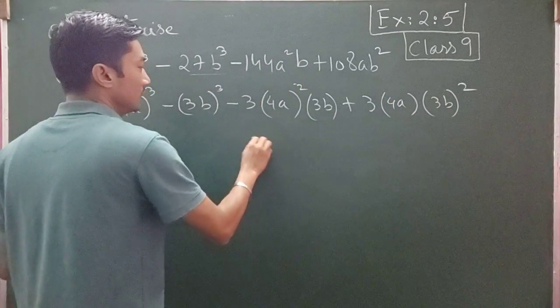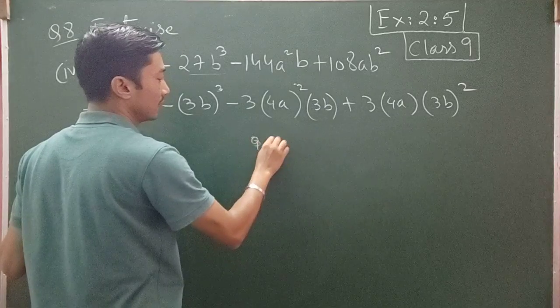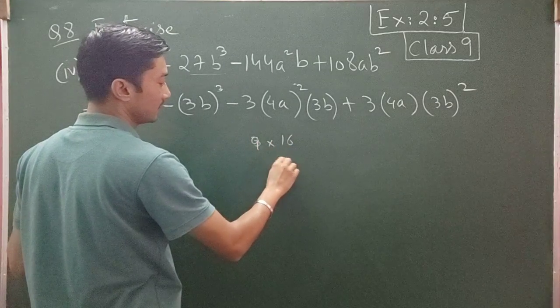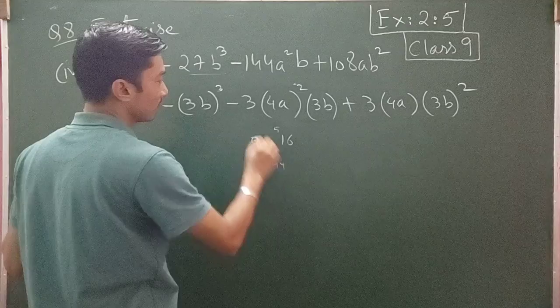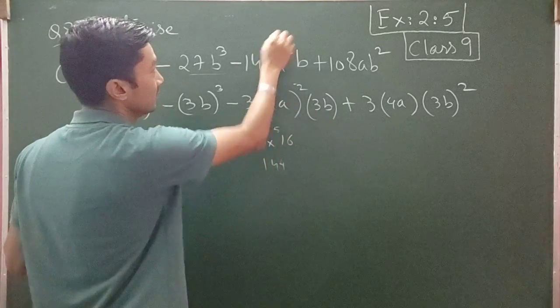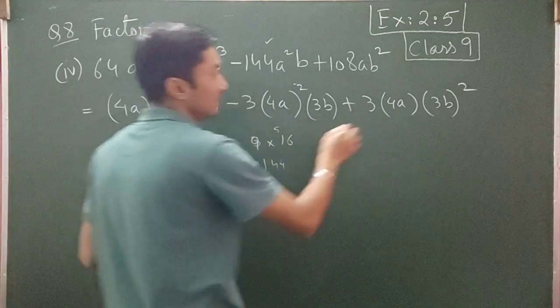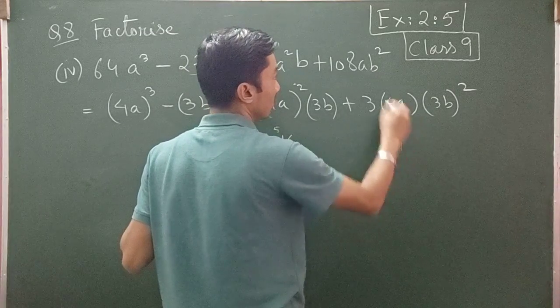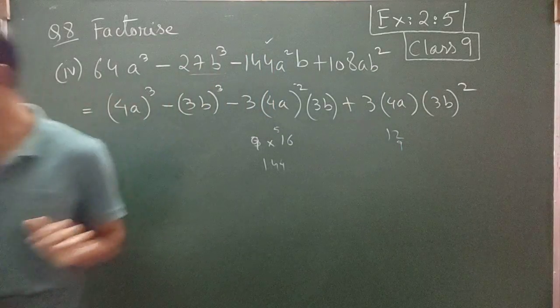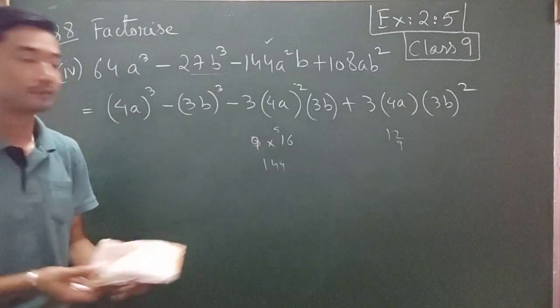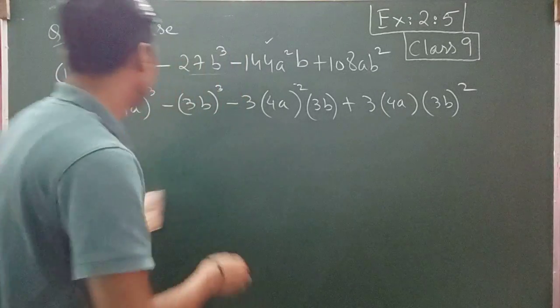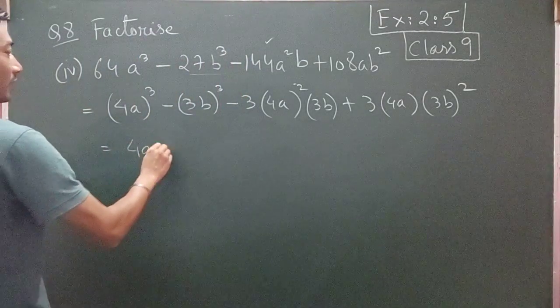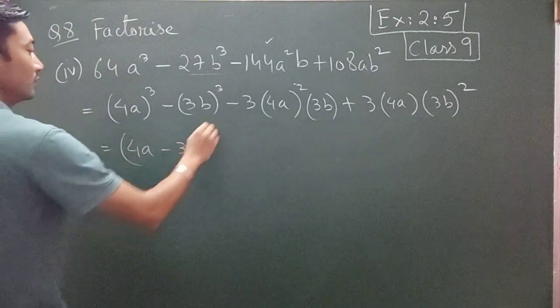So let's check. 3 3s are 9. I'm going to do it directly. 4 squared 16. So 9 6s are 54, 5 left, 144, minus 144a squared b. See? 3 4s are 12. 3 3s are 9. 108ab squared. So this is also perfectly balanced. So this can be written as 4a minus 3b whole cube.